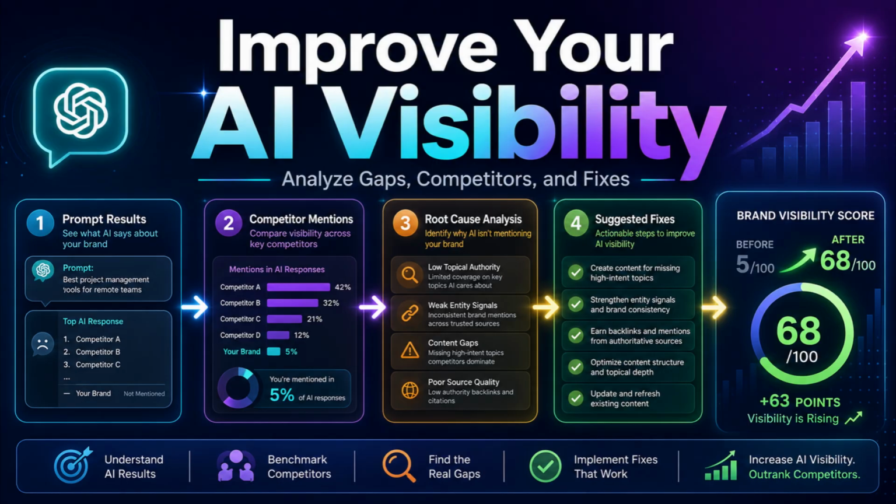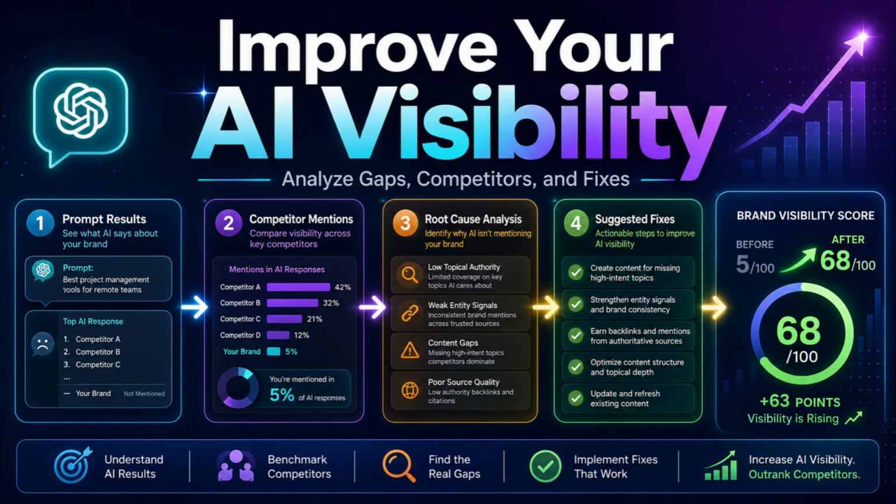A third mistake is ignoring the actual wording of the response. Sometimes being mentioned is not enough. For example, ChatGPT might say, some other tools include your brand, though it is less established. That is different from saying, your brand is a strong choice for small businesses. The sentiment and context matter.